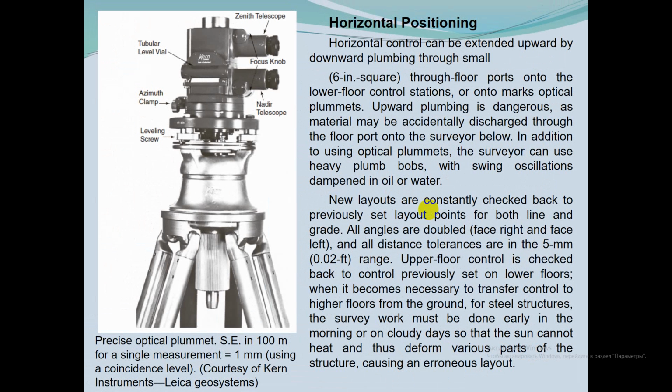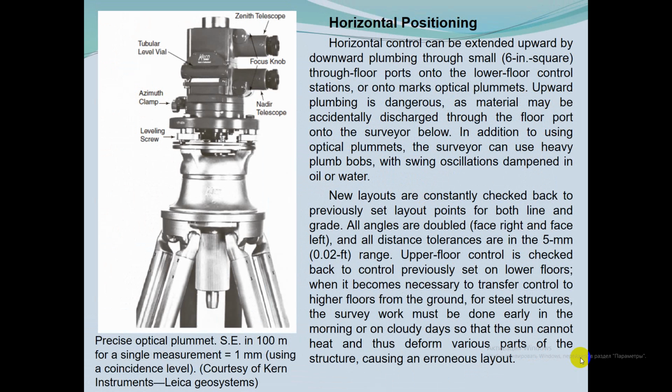Horizontal positioning. Horizontal control can be extended upward by downward plumbing through small 6-inch square through-floor ports onto the lower floor control stations or onto marks offset from control stations. The plumbing operation is often accomplished by using an optical plumb.